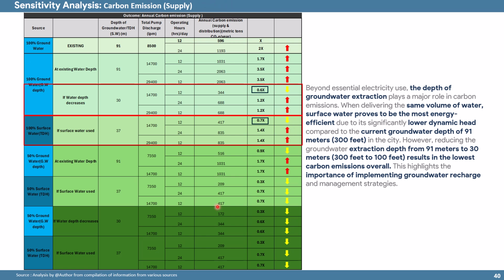So a sensitivity analysis shows that while the surface water in this scenario is the most energy efficient, in this case, currently if we increase the groundwater table from 91 meter to 30 meter, it offers the lowest carbon emissions. This also emphasizes the need for recharge of groundwater and effective management of rainwater harvesting.